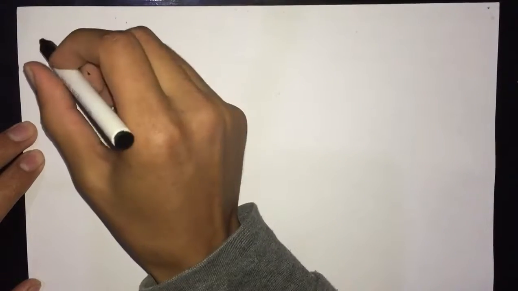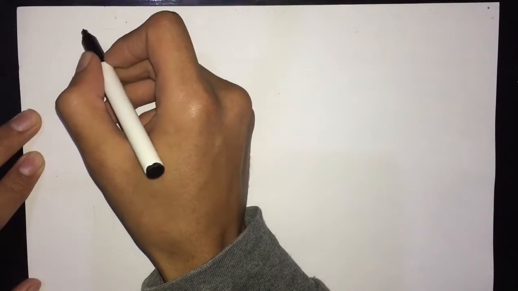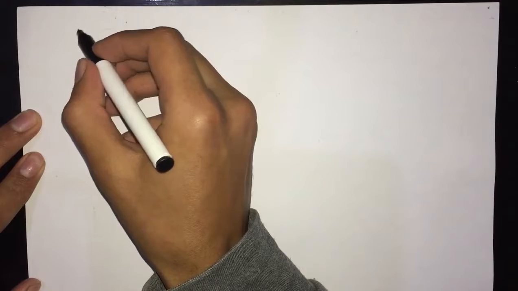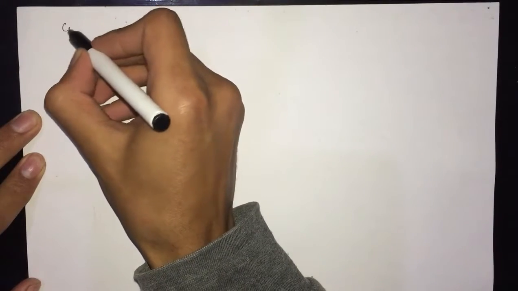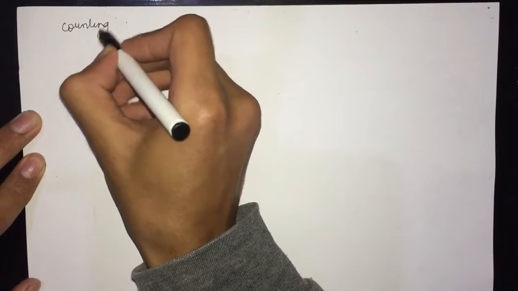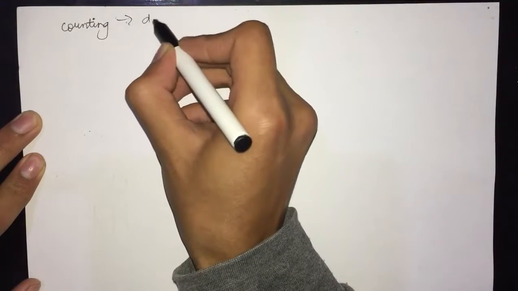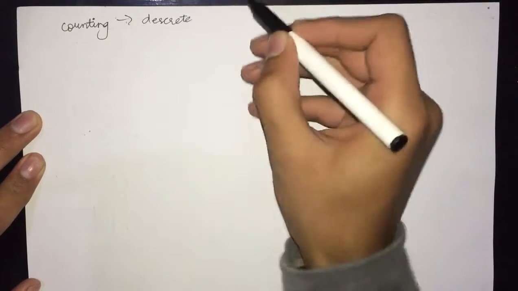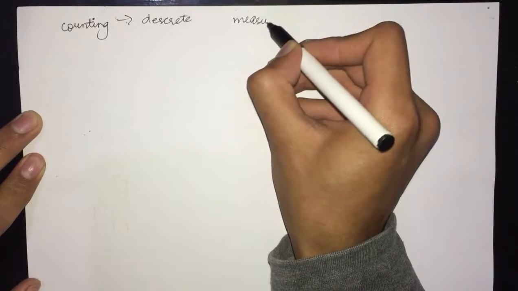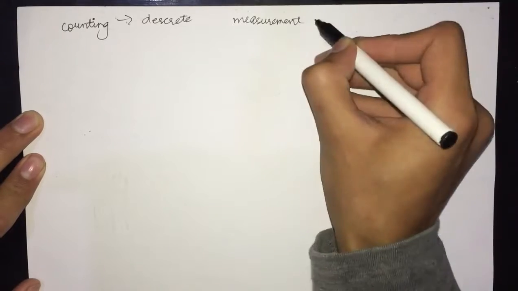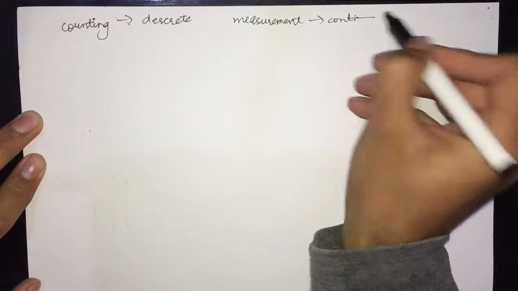So how do you know if a random variable is continuous or discrete? Let us cover that topic as well. As I explained in the previous topic, where there is counting involved, that will be discrete, and where there is measurement involved, that will be continuous.